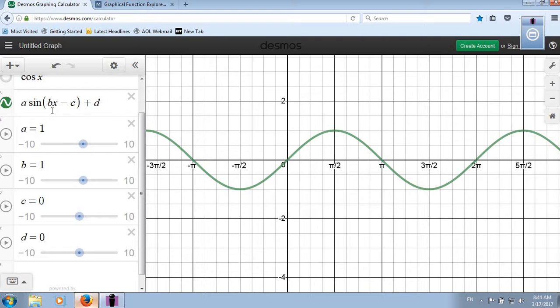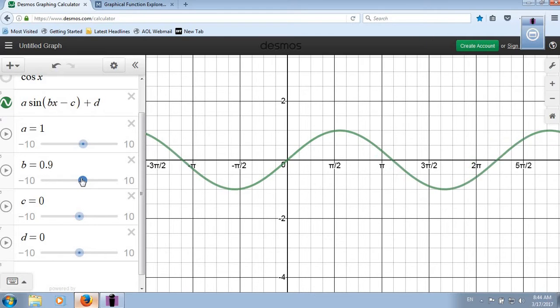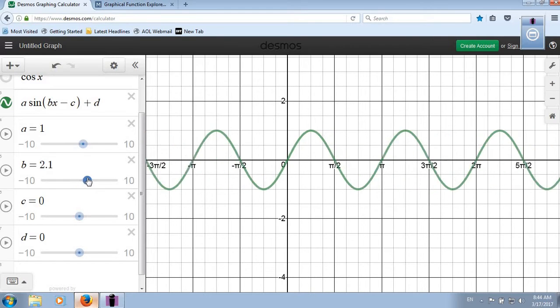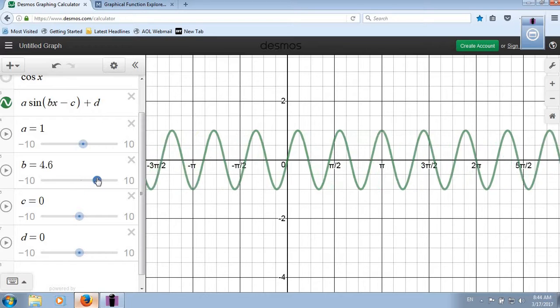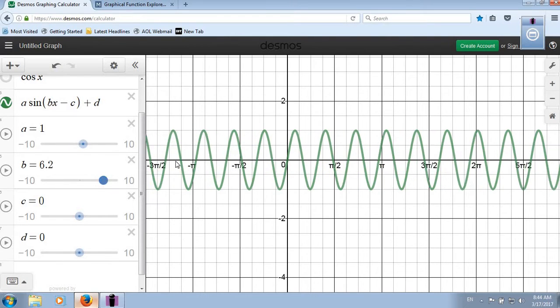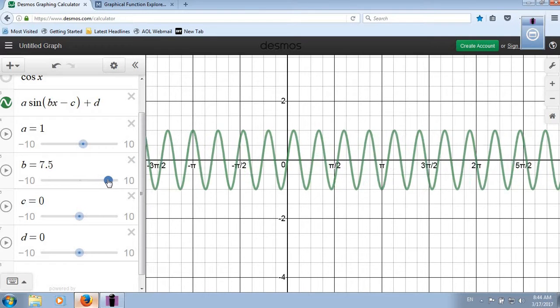Let's take a look at B. B actually affects the period and the frequency. B is the direct relationship of frequency. So this is higher frequency. As you can see, it's more packed, right? It takes less time to complete one cycle. One cycle is from peak to peak. So now it takes less time to complete one cycle, so it's a higher frequency.